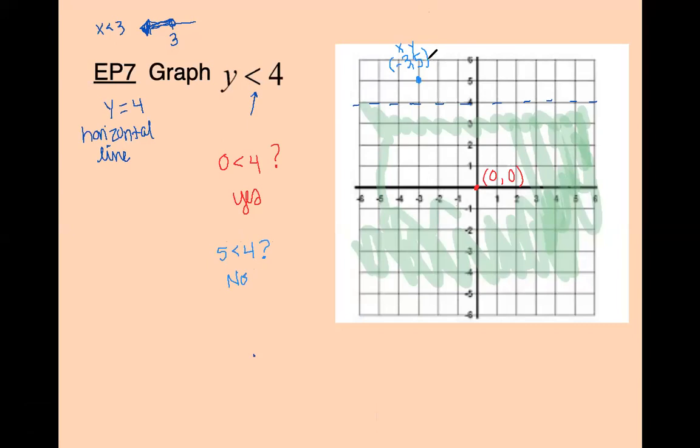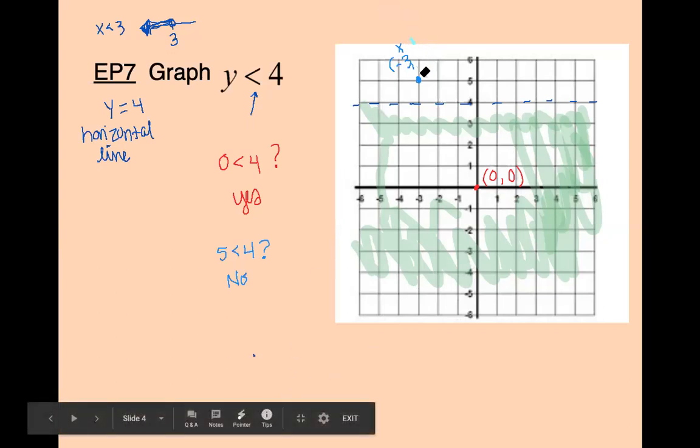So if you're not sure, when you've drawn your line or shaded, if you've shaded the correct side, you can always pick a test point. One that's always easy to work with is 0, 0. All right, so I'm going to erase all this and get ready for our next example.